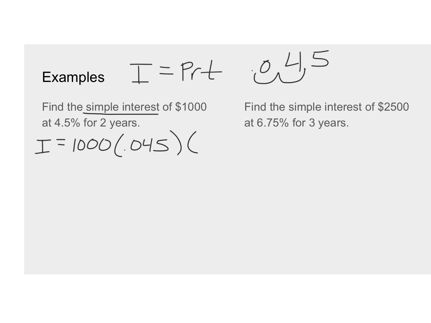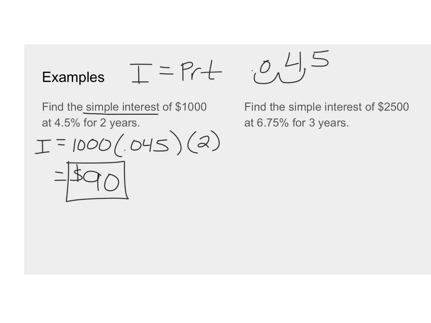And then what's T? Time is 2 years. Yep. Why did I write it like that? Because you can multiply all of them. Could I put multiplication signs in there? Yeah, I just like the parentheses because it looks cleaner to me. But either way, in your calculator, you're going to type 1,000 times 0.045 times 2. And that's going to get you $90. That is your simple interest.